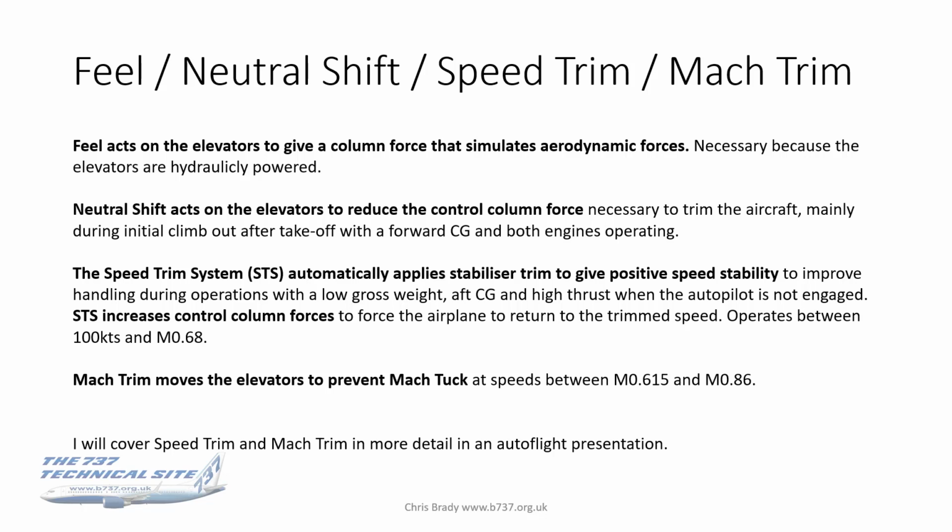Speed trim automatically applies stab trim to give positive speed stability. And this is to improve handling during operations at a low gross weight, aft CG, high thrust when the autopilot's not engaged. So when you're manually flying it right back in the bottom corner of the envelope, it will increase control column forces, so that if you release the control column or ease your pressure on it, the aircraft will naturally return back to the trim speed. That's what speed trim is. This operates anywhere between 100 knots and 0.68.